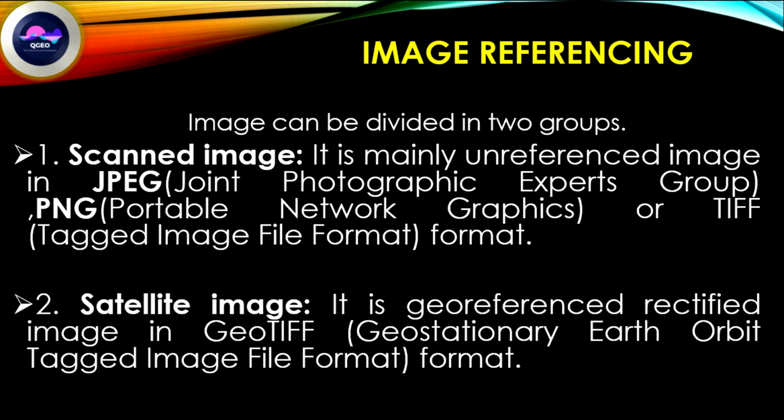JPEG stands for Joint Photographic Expert Group, PNG for Portable Network Graphics, and TIFF stands for Tagged Image File Format. All these types of image are unreferenced and non-rectified image. In case of satellite image, it is referenced and rectified image in GeoTIFF format. GeoTIFF stands for Geostationary Earth Orbit Tagged Image File Format.